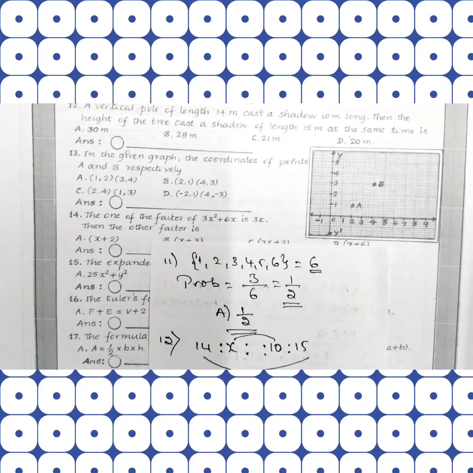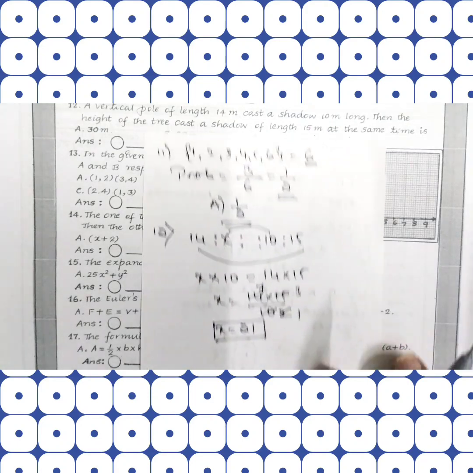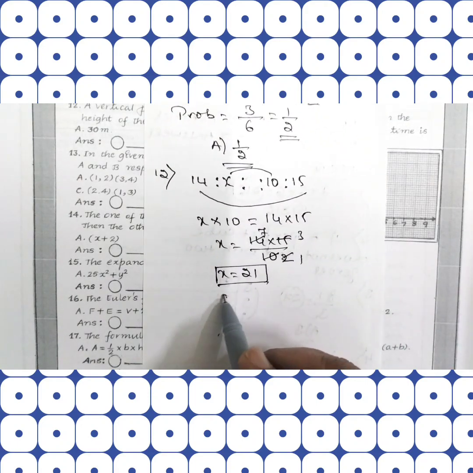So 21 came. So what is the length of the tree? The height of the tree is 21 meter. So for the 12th question, option C, 21 meter is the right answer. Now let us move to the 13th question.